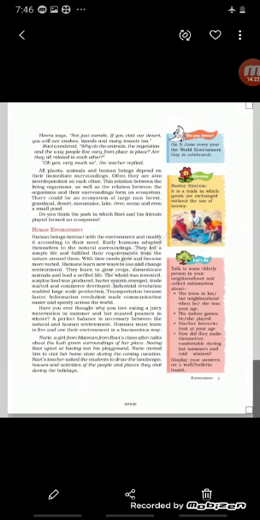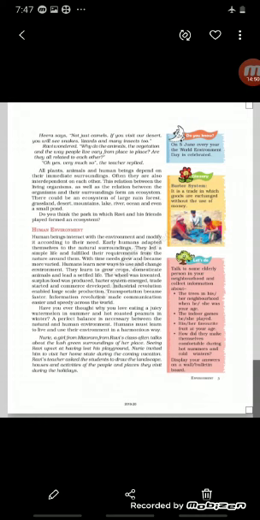Hira says, "Not just camels. If you visit our desert, you will see snakes, lizards, and many insects too." Hira says there are also snakes, lizards, and many other insects in her place.